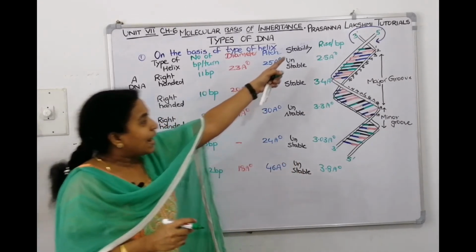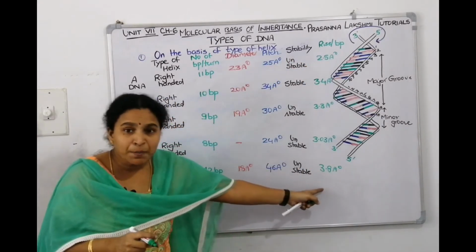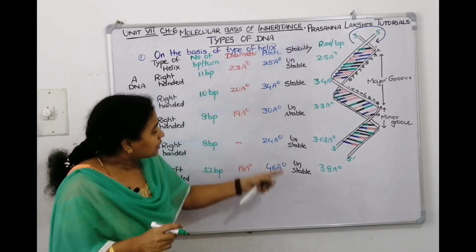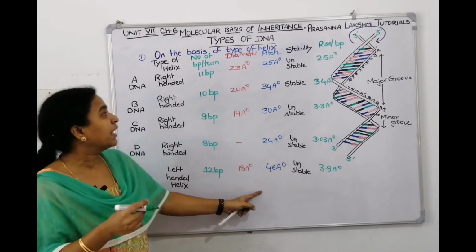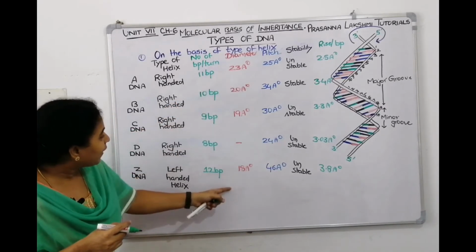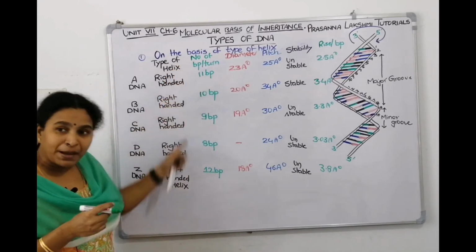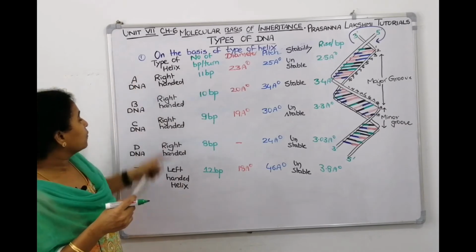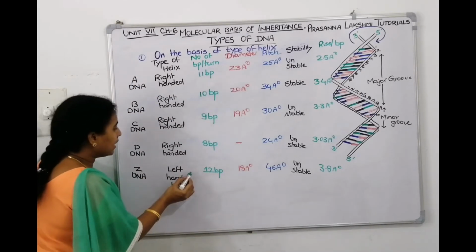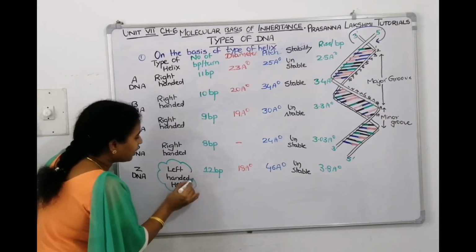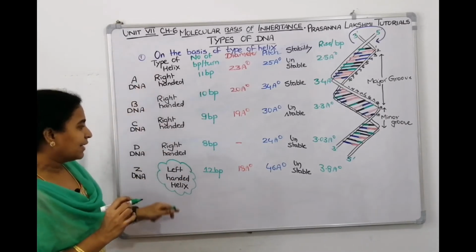So, these are the values which go with the rise per base pair. This is about the stability. This is the pitch value. The length is called the pitch of the helix. Then the diameter of the 5 forms of DNA, the number of base pairs, and the types of the helix. Only Z-DNA is a left-handed helix. All others are right-handed helices.